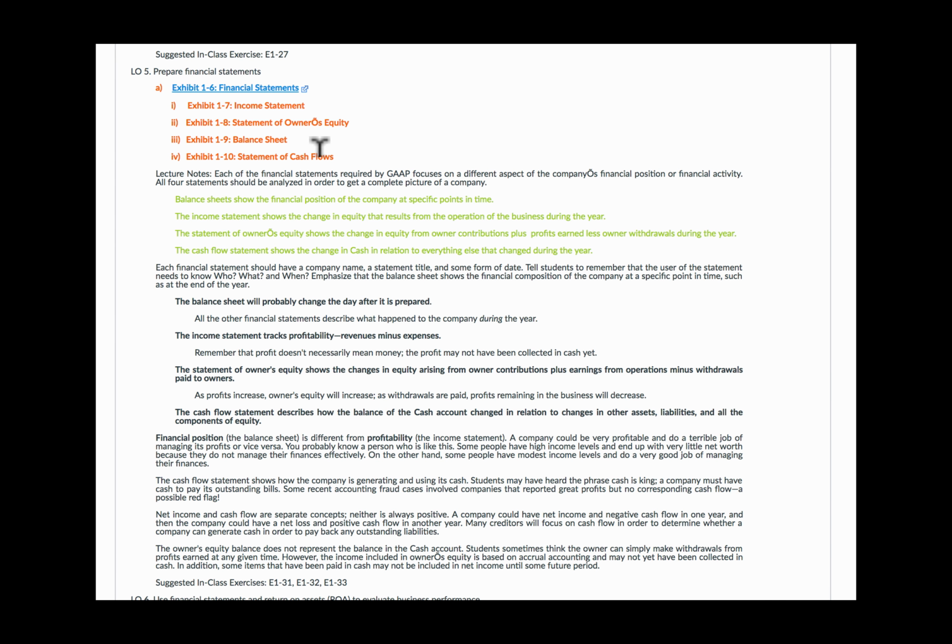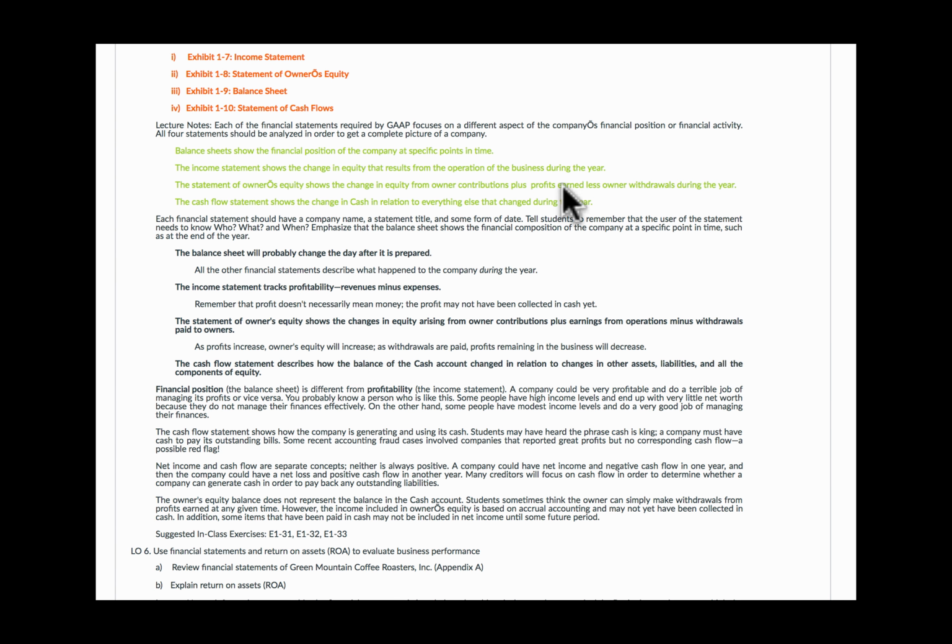We will not really do much with the statement of cash flows yet. We will do that more in a later class. We'll still do a little bit of it in this class, but most of our work will be in these 3 here: the income statement, the statement of owner's equity, and the balance sheet. You should really take a look at these notes that relate to each of those financial statements. They are quite important. I cannot overemphasize this part.